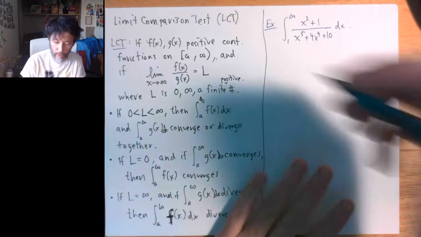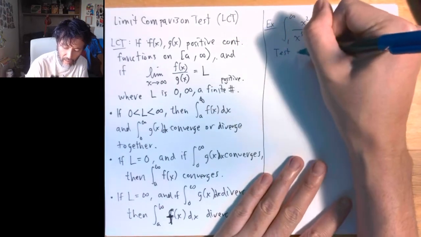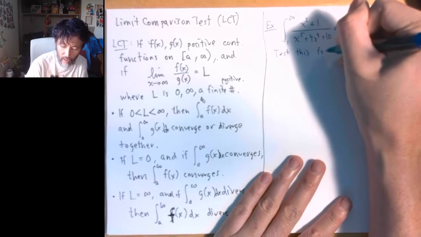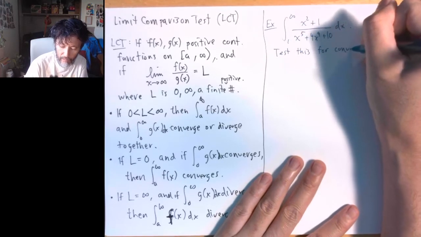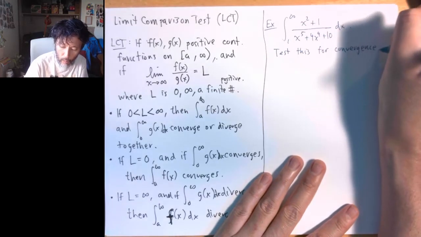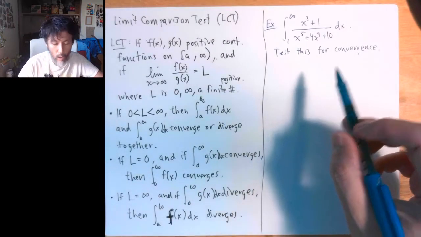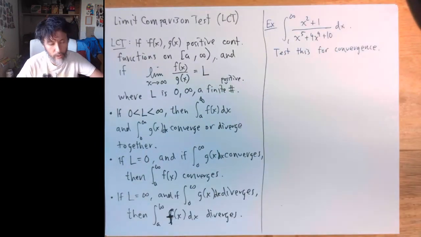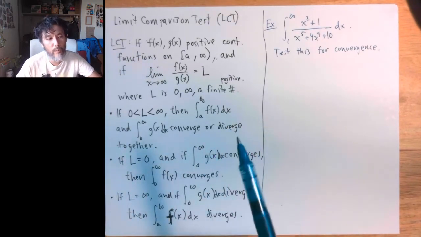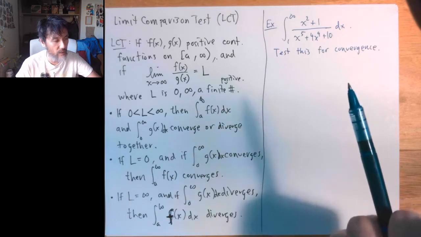And what we want to do is test this for convergence. So remember what I mean when I say that. What I mean is I want you to tell me whether or not this improper integral converges or not, but furthermore give me a good coherent argument as to why it converges or not. Yeah?